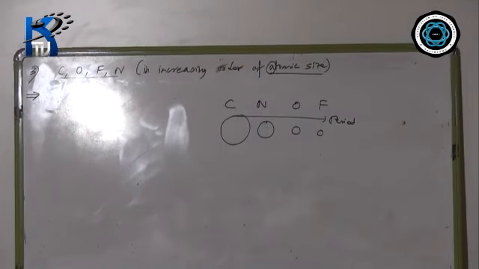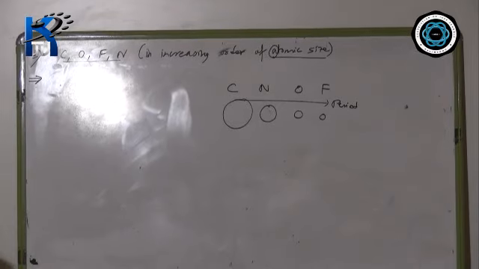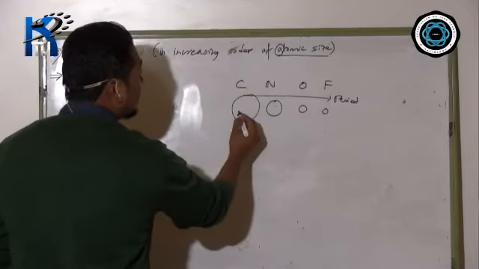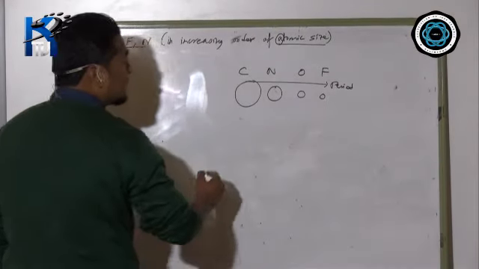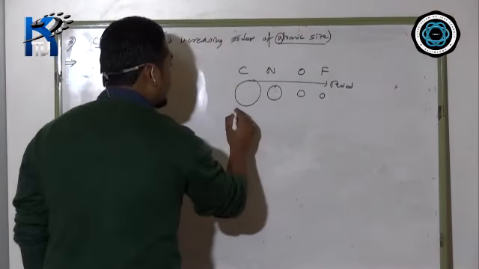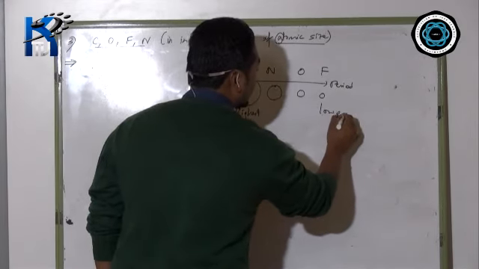So it comes under PUPU-MAD, because A means atomic size. In a period, atomic size will decrease. PUPU-MAD, in a period atomic size will decrease. Decrease means this will have the highest and this will have the lowest.